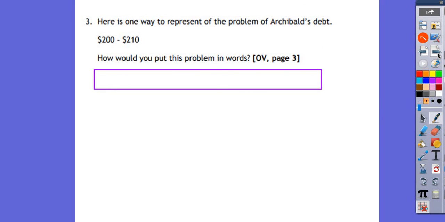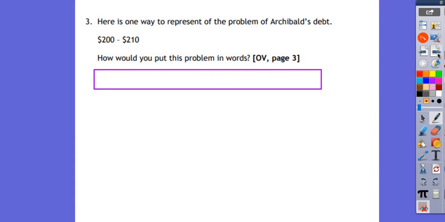It says here is one way to represent the problem of the debt. 200 minus 210. How could we put this in words? 200. What was that money? Was that his debt? Is that how much he earned? Yes. How much he earned from his uncle? He didn't earn nothing from his uncle. I didn't say earning from his uncle.